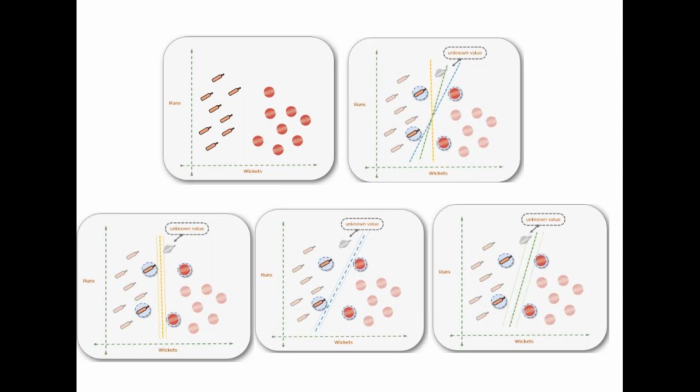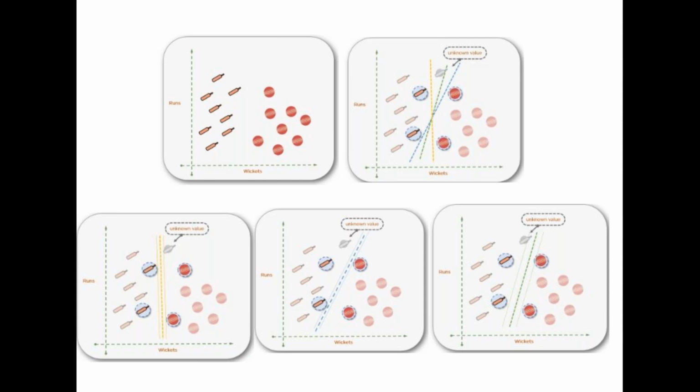We cannot classify the unknown player into its correct class using multiple separating lines. Hence, we need to choose one best separating line for the data set. The best line is selected by computing the maximum margin from equidistant support vectors.